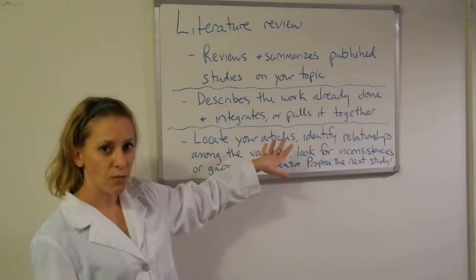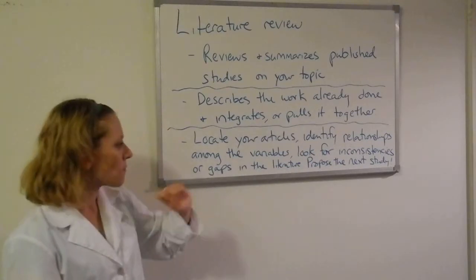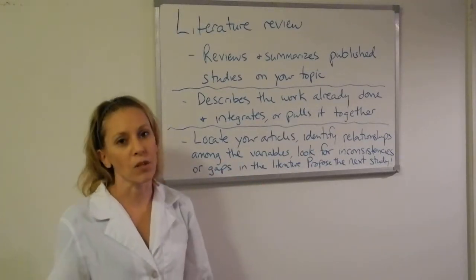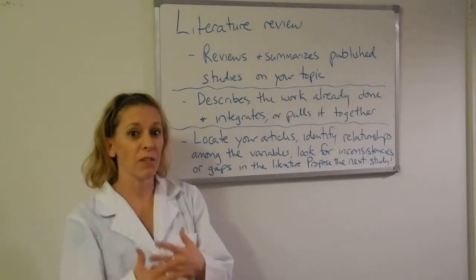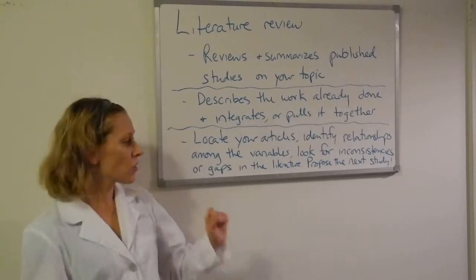And then the next thing for the literature review, basically what you need to do is locate the articles that you need that are in your area. You should identify the relationships between the variables in those studies. Are they positively or negatively correlated? Did they find significant, meaningful, strong correlations? Did they find causal relationships?